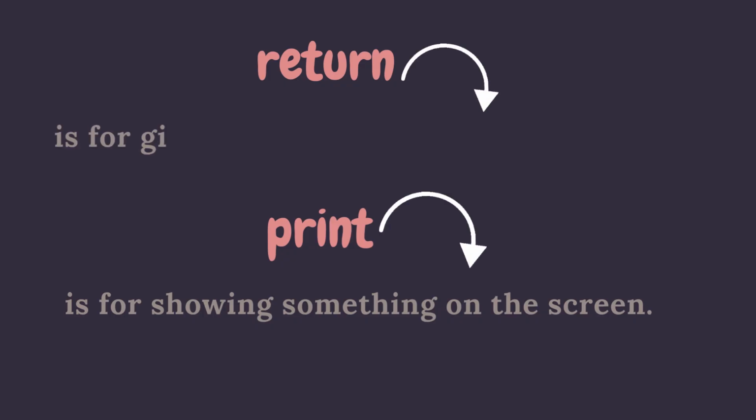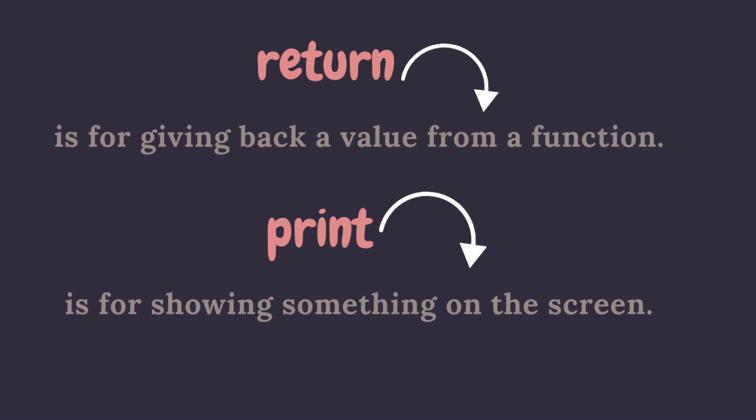In short, return is for giving back a value from a function. Print is for showing something on the screen. Let's use the example of squaring a number to illustrate the difference between a print statement and a return statement.